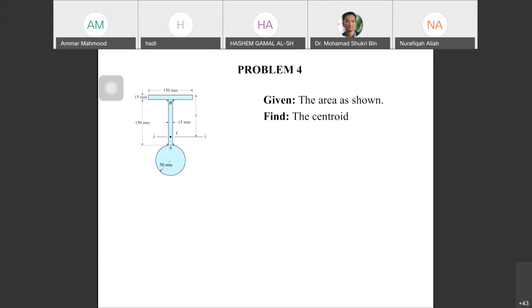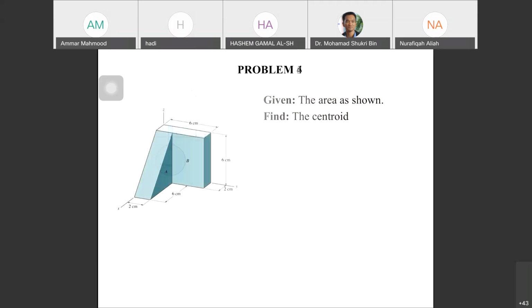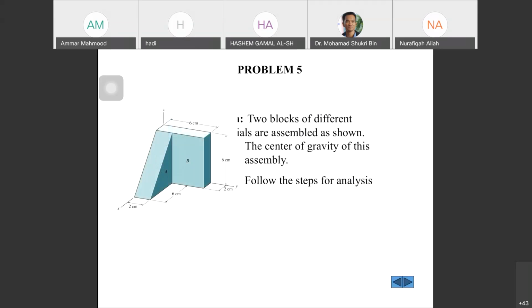Alright, this one is the same. Okay, you can try on your own. Problem 4, you have A, let's say A, this is B, and this is C. Okay, choose your origin wisely. You can choose any point, right? You can choose any point.